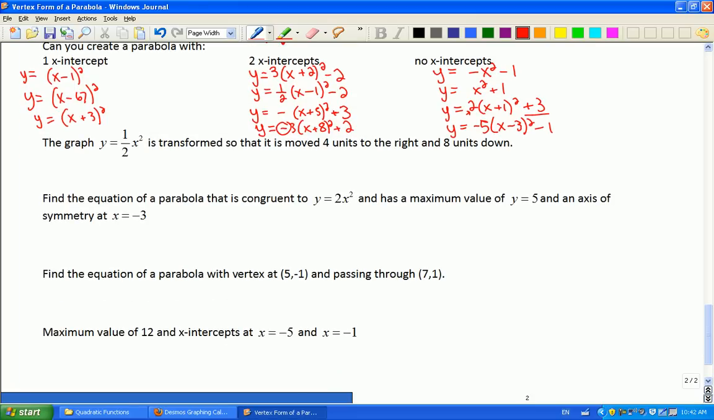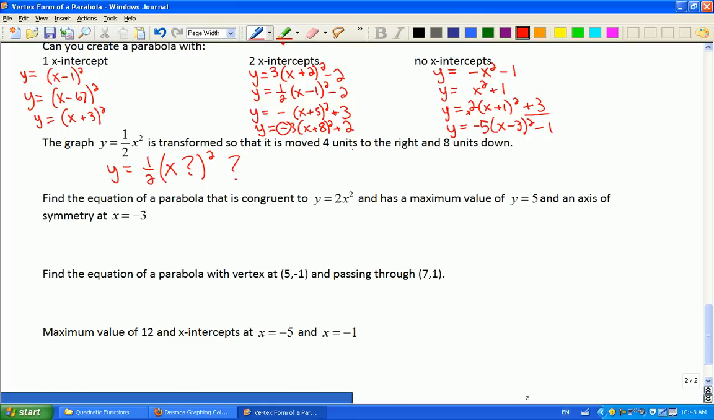Okay, so then the only other thing that you're going to want to be able to do with these graphs is you'll be able to find them from clues. So for example, if I told you this is the graph that I've started with, and I transformed it by moving it 4 units to the right and 8 units down, then you have to be able to figure out what it's going to look like if I do that. So what goes in here and here? If I move 4 units to the right.